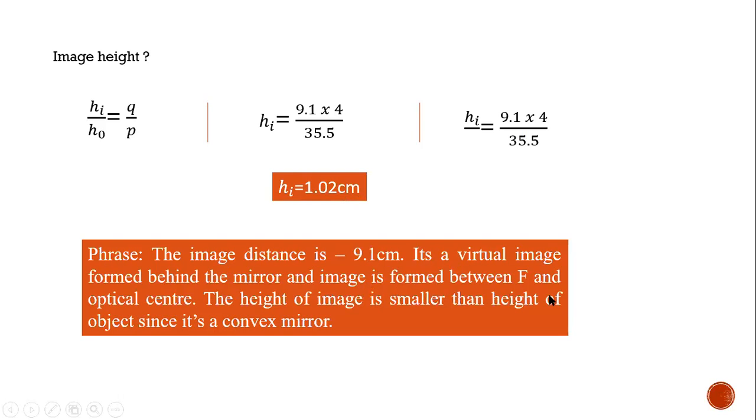An image is formed between f and the optical center. The height of the image is smaller than the height of the object, as it is proved by calculation. 4 is reduced to 1.02 centimeter, and we know that a convex mirror always produces a smaller image in size.